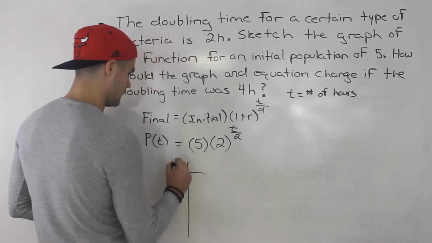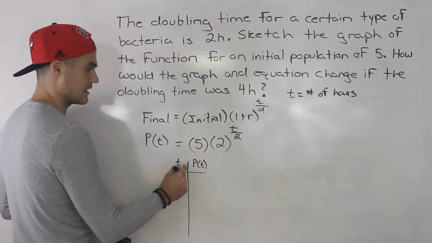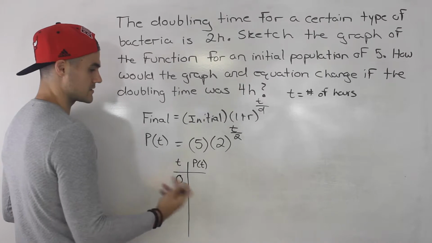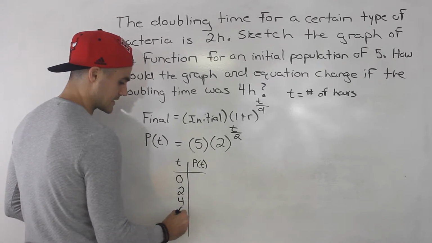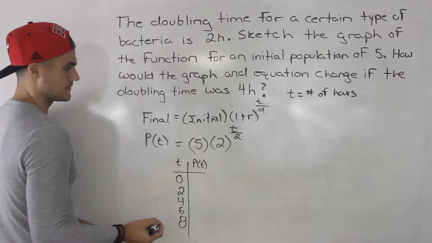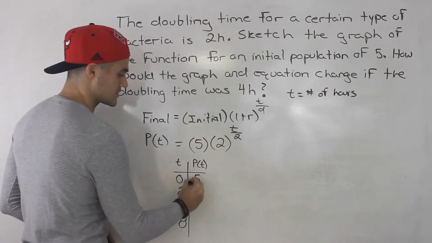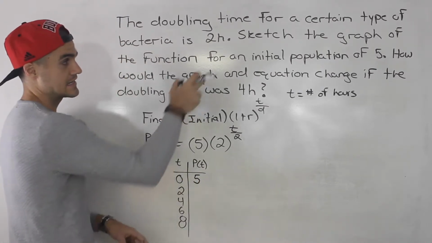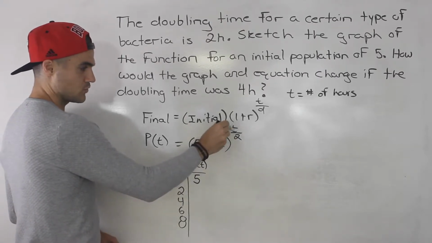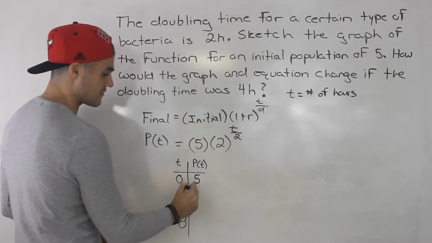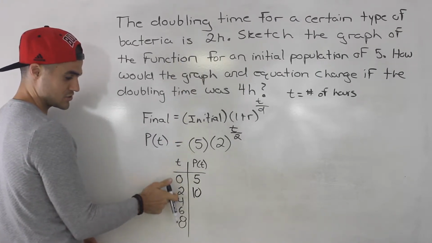So what I'm going to do is I'm actually going to use values for t that go up by 2 because the doubling time is every 2 hours. So I'm going to start with 0. Let's do 2, 4, 6. Let's just go up to 8. Right? So if I plug in 0 here, 0 over 2 is 0. 2 to the power of 0 is 1 times 5 just gives us 5, which makes sense because 5 is the initial population. Now, if we plug in 2 here for t, 2 over 2 is 1. 2 to the power of 1 is 2 times 5 is 10. Notice that it doubled, and that makes sense because the doubling time is every 2 hours. So every 2 hours it's going to double.